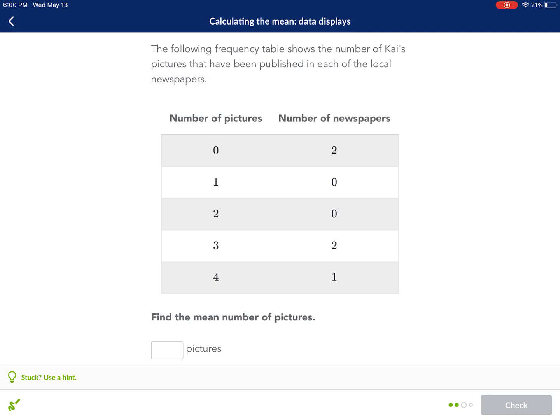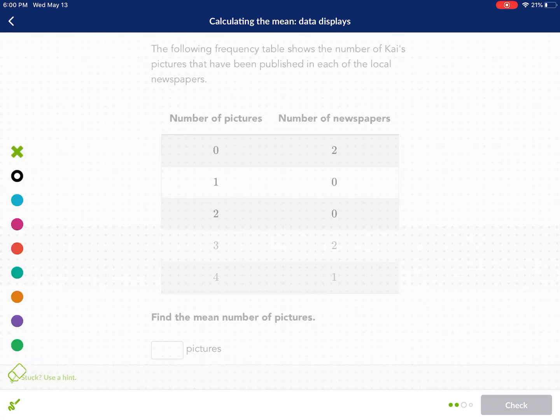Did they number the pictures? Like, this is picture number 1. But no, you wouldn't label something as picture number 0. Oh well, it says find the mean number of pictures. So that means 0 occurred twice. So how am I getting that? So 0 pictures occurred 2 times. 1 picture occurred 0 times, so I don't write that down. 2 occurred 0 times. 3 pictures occurred twice, and then 4 occurred once. All right, so that is the data set based on that frequency table.